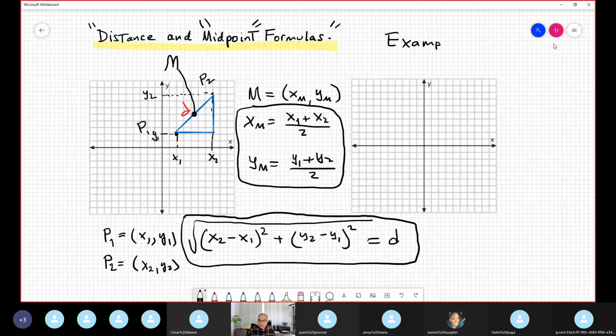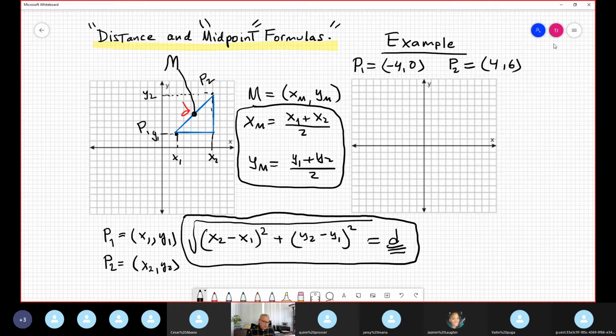Now example, an elementary example. Suppose that we have 2 points. It's given. P1 is -4,0, and P2 is 4,6. And they want, okay, you find the distance between the points, so the distance, we call this D, and you find the midpoint location.